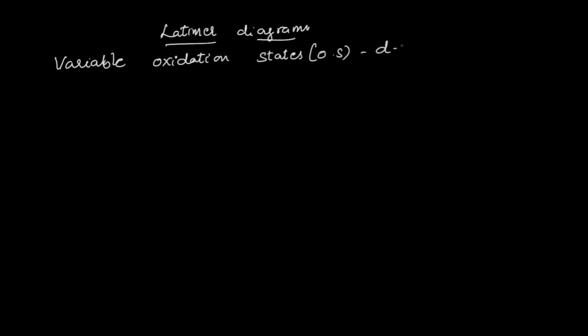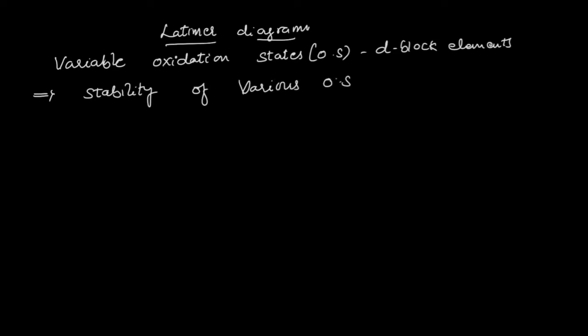Latimer diagrams. In the previous class, we discussed the variable oxidation states of d-block elements. In this class, you will be studying how to find out the stability of various oxidation states. In order to understand the stability of various oxidation states, we should have a simple graphical representation, that is nothing but the Latimer diagram.